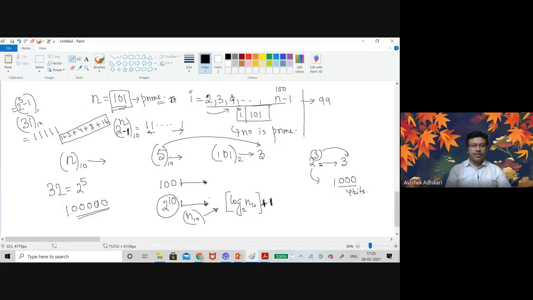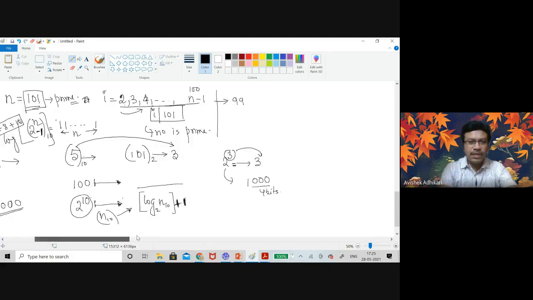Right? So this is 31. 2 to the power 5 minus 1 is 31. For that, 5 bits were required. So for 2 to the power n minus 1 in decimal, n bits are required. Clear? So you can understand that if you take a log of this, then something plus 1 will be required. So that is very important.